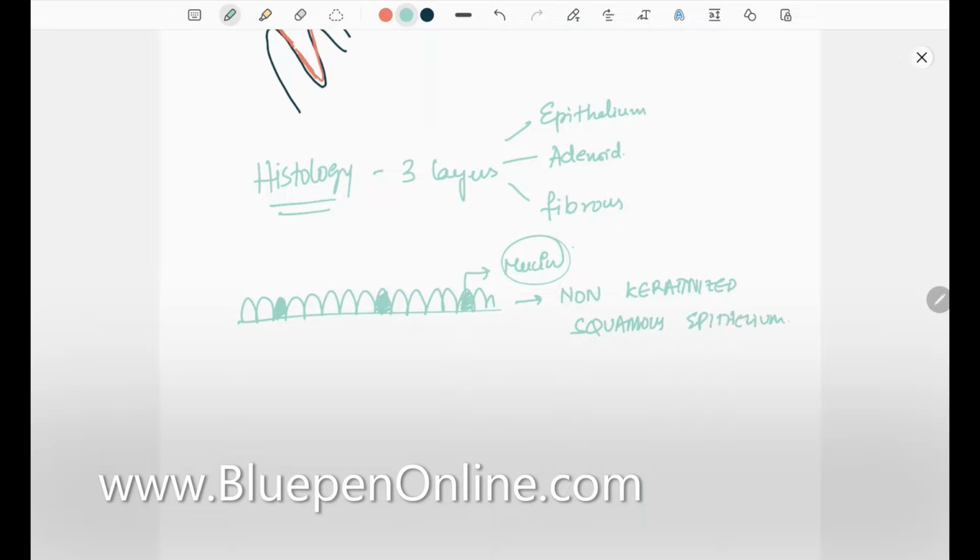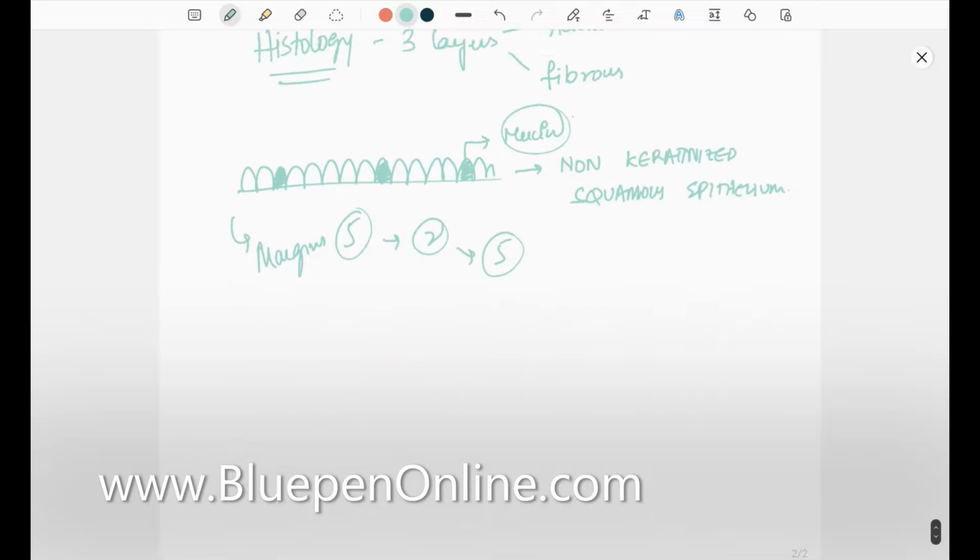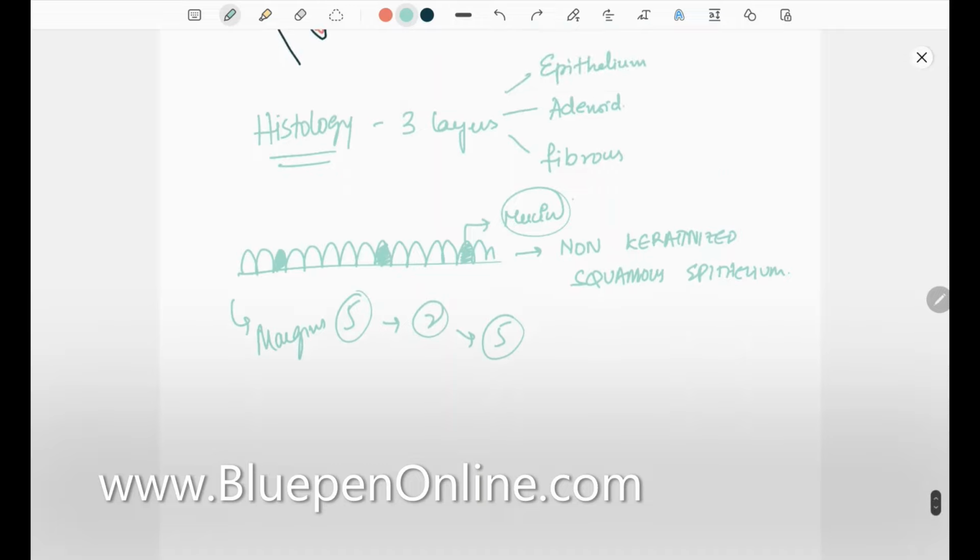Okay, and it is not a uniform layer, in the sense that it's not present as one or two layers throughout. At the margin it's about 5 layers, and it continues to be 2 layers near the fornix, and then later it again continues to be 5 layers when it's near the limbus. Okay, and one more point is that the epithelial layer also consists of melanocytes.